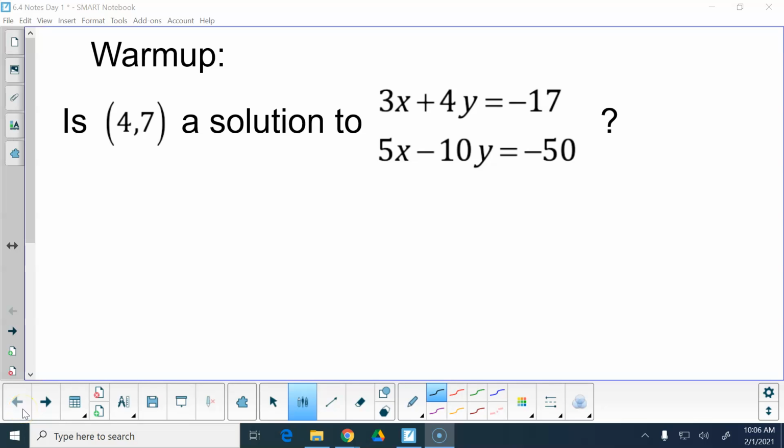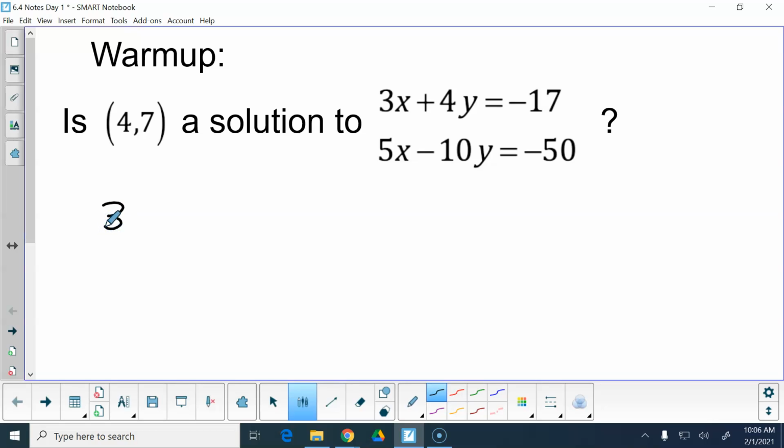So how do I go about figuring out if 4 comma 7 is truly a solution to that system of equations? Plug what in where? Bingo! 4 in for x, 7 in for y. Okay? And if it is a solution, we will get true statements all around.